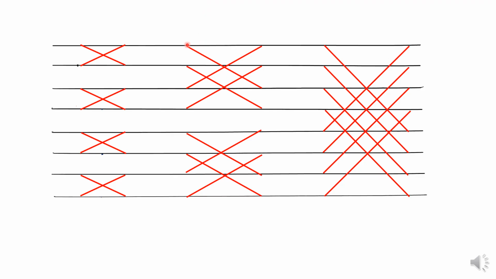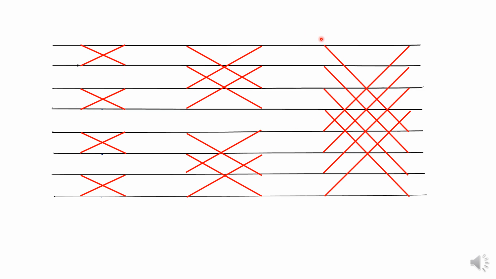Similarly, for stage 2, 1 is connected to 3, 2 is connected to 4, 3 is connected to 1 and 4 is connected to 2. Similarly, 5 is connected to 7, 6 is connected to 8, 7 is connected to 5 and 8 is connected to 6. So this is with respect to stage 2.